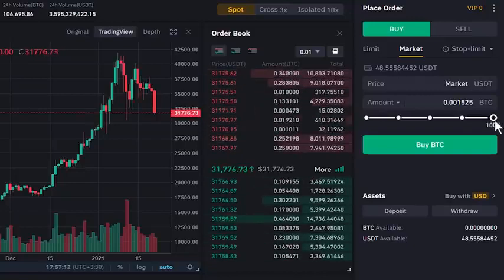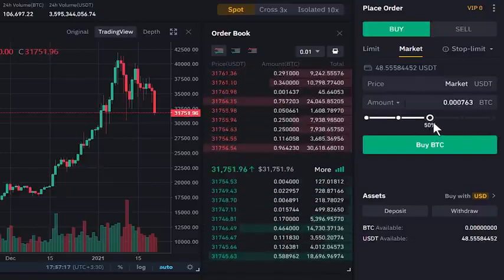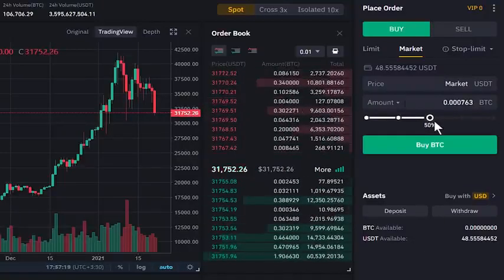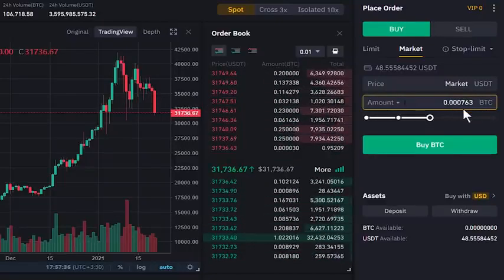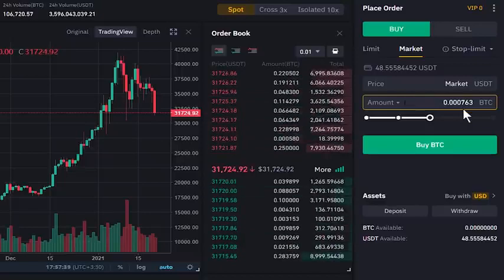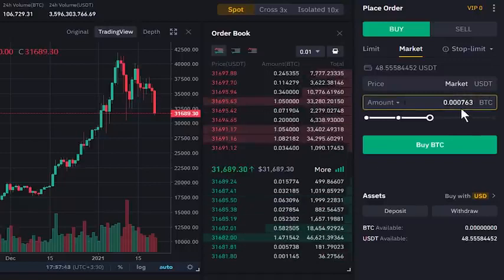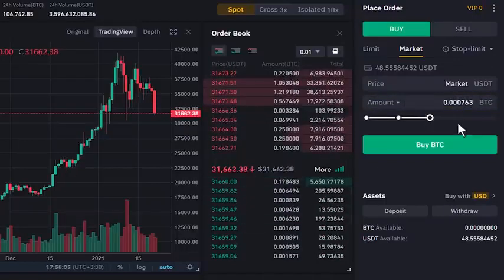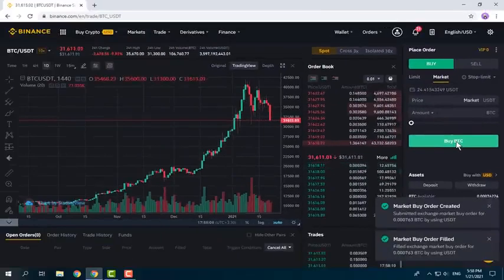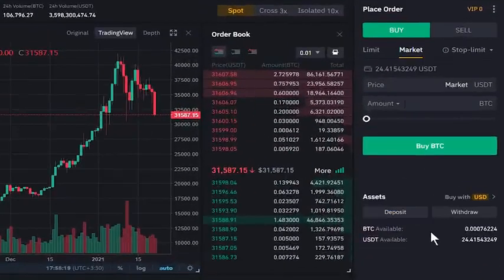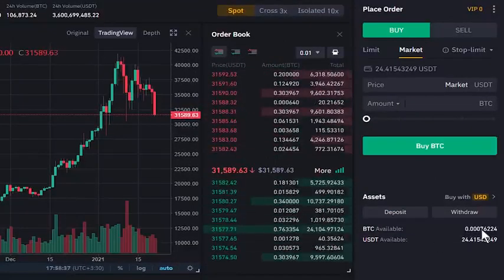Okay, let's for example set it on 50%, and this means that we're going to buy BTC at the current price of the market with half of our available Tether. And here it shows that with half of our available Tether, we can buy something like 0.0007 Bitcoin. And simply by clicking buy BTC, as you can see, it's done and we have bought Bitcoin. And now, as you can see here in the assets, we have Bitcoin available.